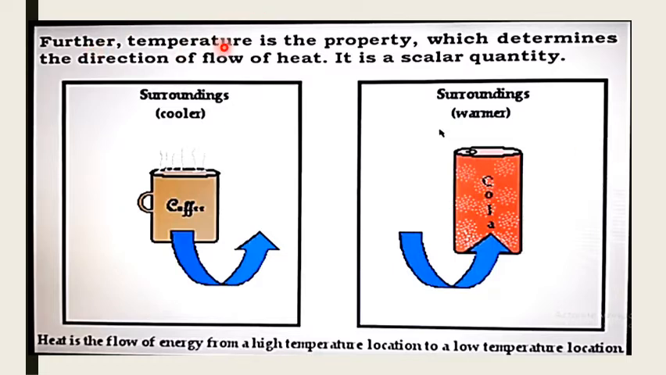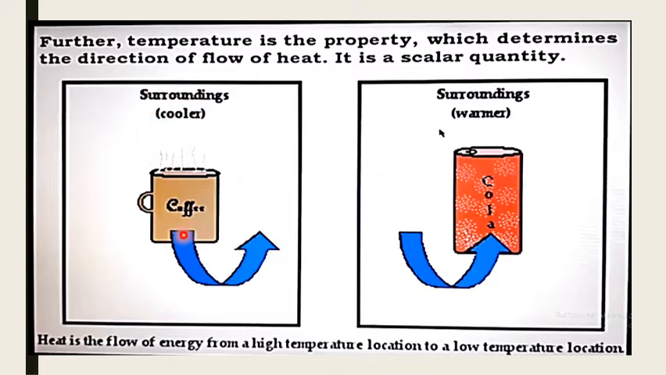Further, temperature is the property which determines the direction of flow of heat. It is a scalar quantity. You can see this diagram.